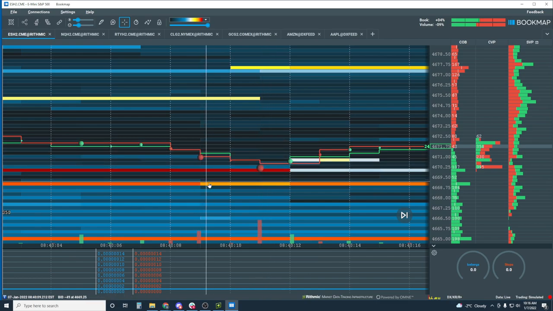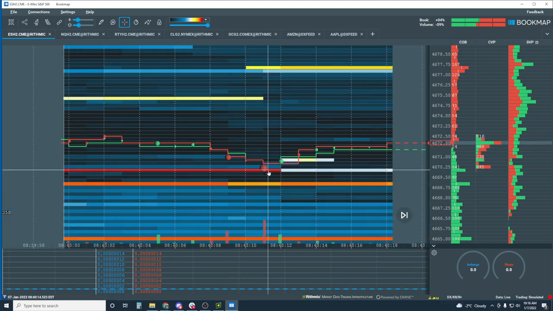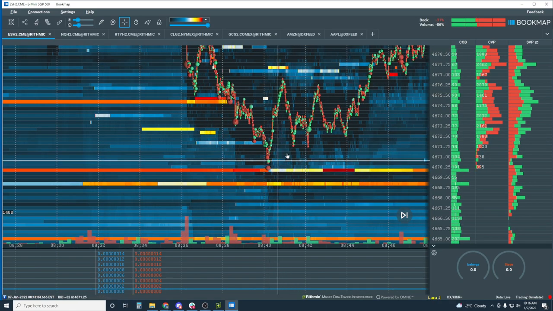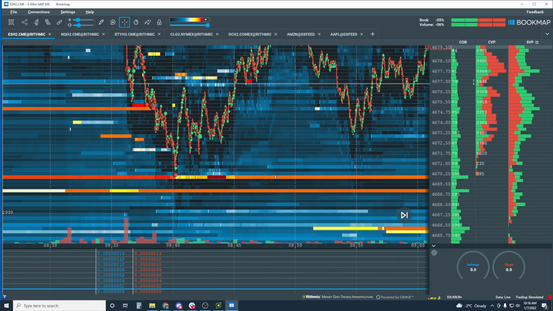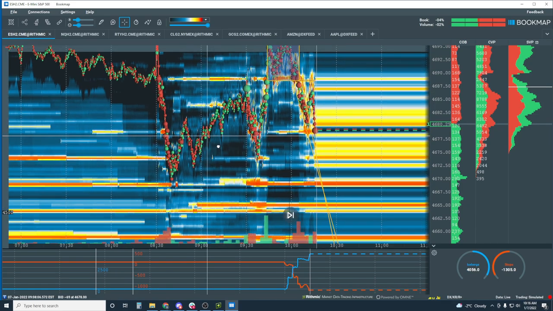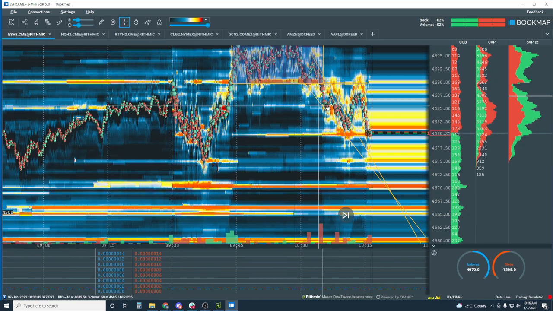Now, this is backfill data, so it's not as accurate. It's kind of like tick data in essence. However, I've got the data here anyway, so at least we can take a look at it. We're not going to get very precise with it, but we can take a look at it.